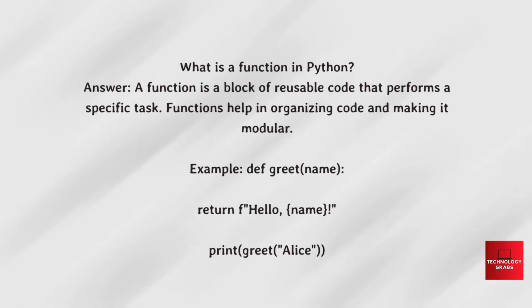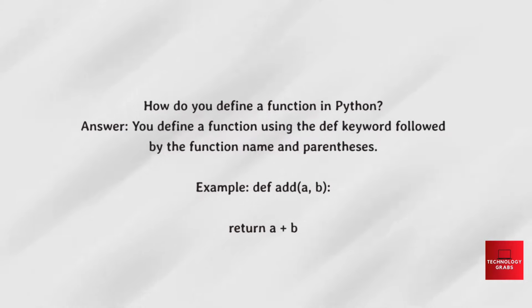What is a function in Python? Answer: A function is a block of reusable code that performs a specific task. Functions help in organizing code and making it modular. Example: def greet(name): return f"Hello, {name}"; print(greet("Alice")). How do you define a function in Python? Answer: You define a function using the def keyword followed by the function name and parentheses. Example: def add(a, b): return a + b.